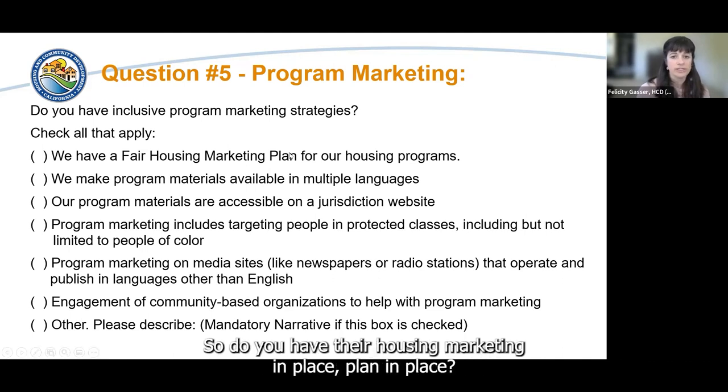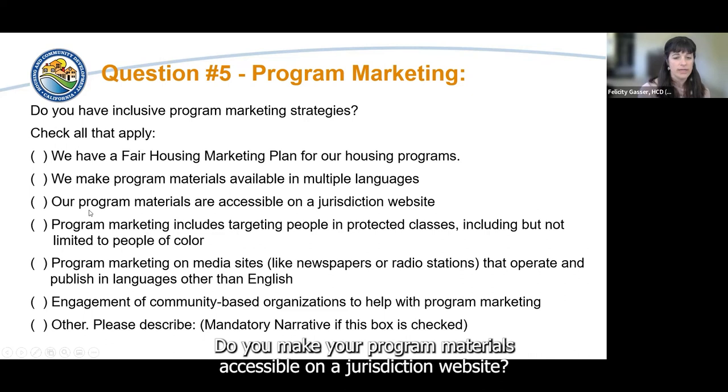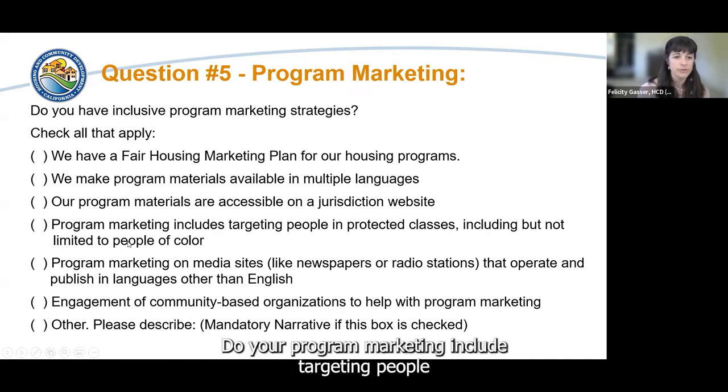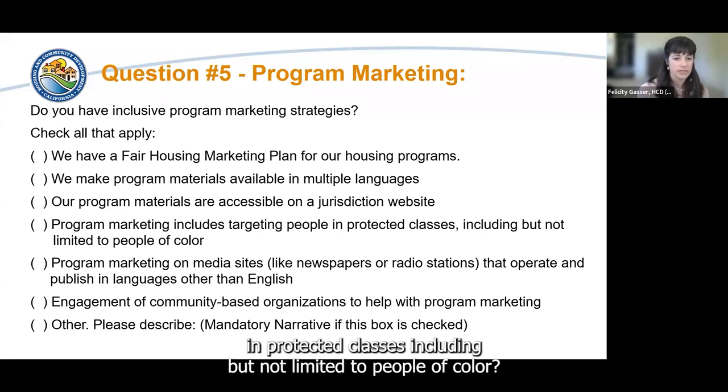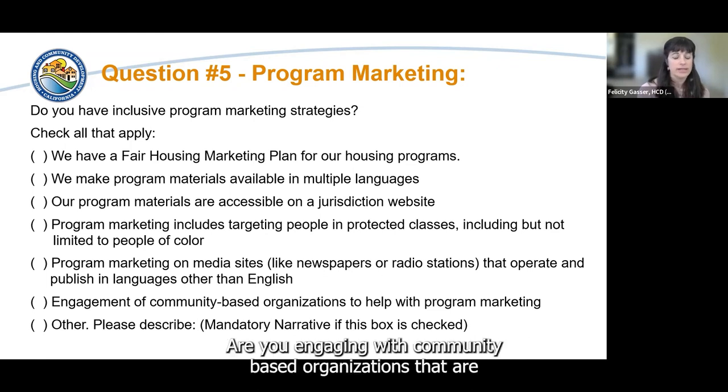So do you have a fair housing marketing plan in place if you have a housing program? Do you make materials available in multiple languages? Do you make your program materials accessible on a jurisdiction website? Do your program marketing include targeting people in protected classes, including but not limited to people of color? Do you have program marketing on media sites in languages other than English? Are you engaging with community-based organizations that have connections to some of these more marginalized communities to help you with program marketing, or are you doing something else?